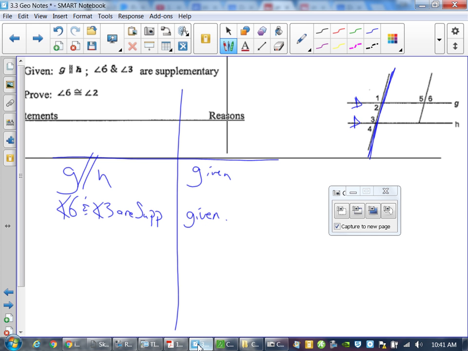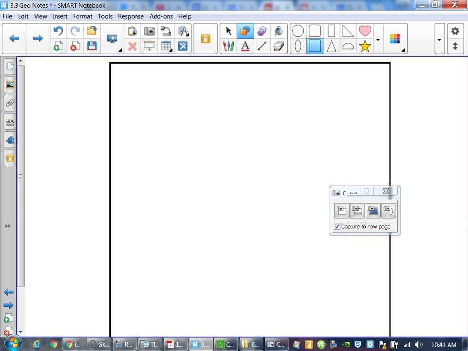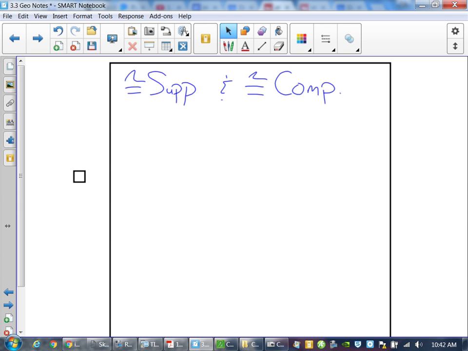But there was another thing that we talked about. We talked about this scenario earlier this week. We talked about what are called congruent supplements. Did you already write that down? No, we did not. And congruent complements.